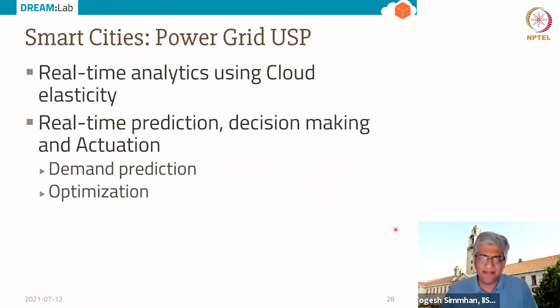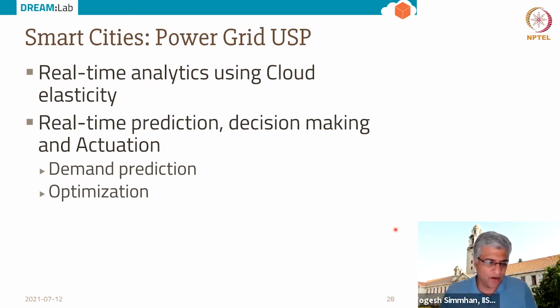So one is that this was an example of doing real-time analysis over IoT data streams on the cloud by leveraging cloud elasticity. We are also able to perform various types of real-time prediction on top of the IoT data we were collecting from the various sensors and other sources in order to do demand prediction. And we are also using various optimization strategies in order to select the right mix of curtailment strategies in order to do demand response optimization.